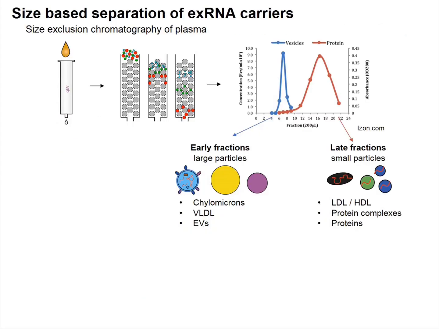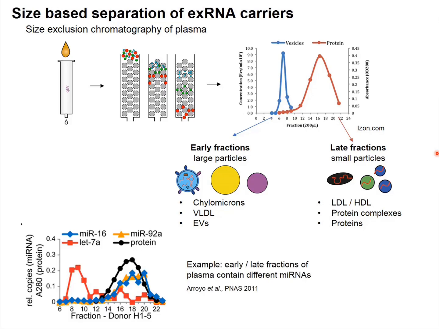Size exclusion chromatography is used to separate small and large particles based on size. Size exclusion columns contain a resin in which the large particles, here in red, elute more quickly than the small particles, here in green. When this method is used to fractionate plasma, the early fractions will contain EVs and large lipoprotein particles, whereas the later fractions will contain small particles such as LDL and HDL, protein complexes, and soluble proteins. It is already known for quite some time that these fractions differ in RNA content.